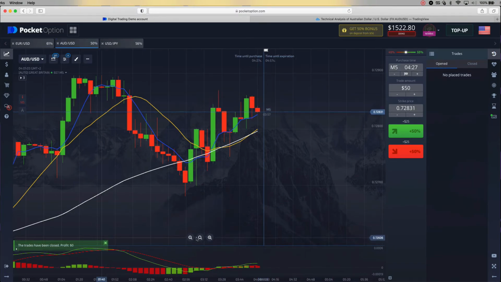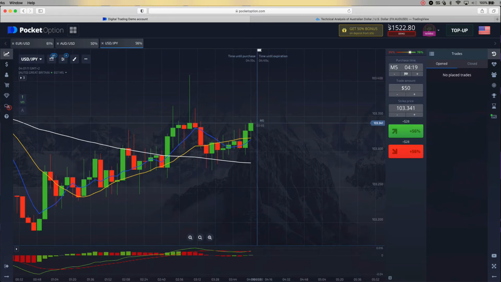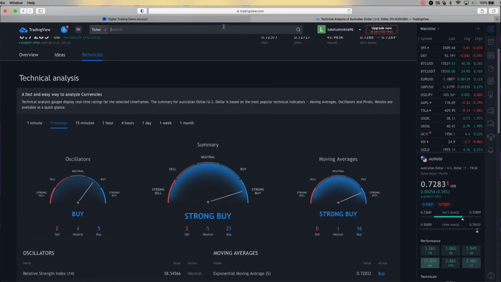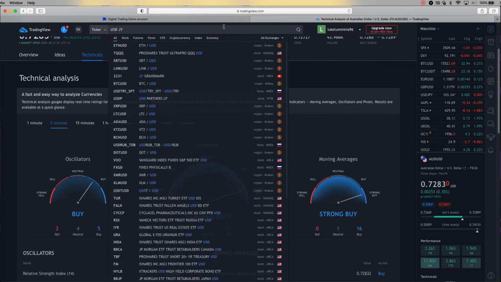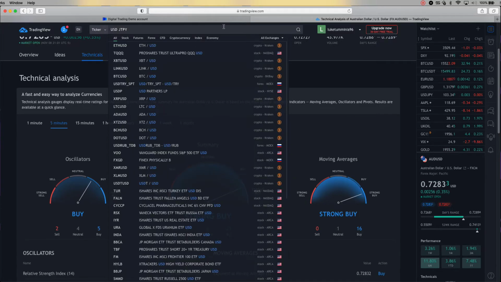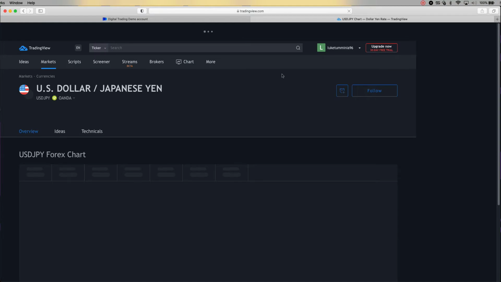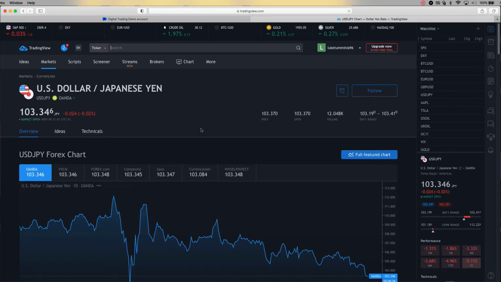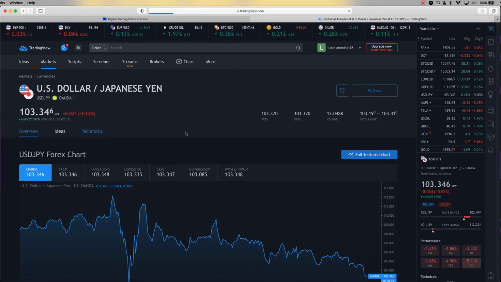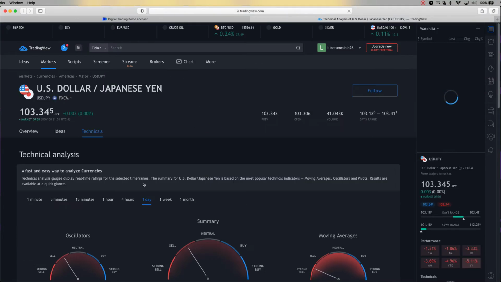Alright, so that one we finished out of the money as well. So we are 2 out of the money, 0 in the money, and we're just going to do one more trade here. So we got USD JPY. So I'm going to type in USD JPY. Alright, and on this one, of course, you want to go right here where it says Forex-Oanda FX. And then you want to click on Technicals. And then obviously 5 minutes.